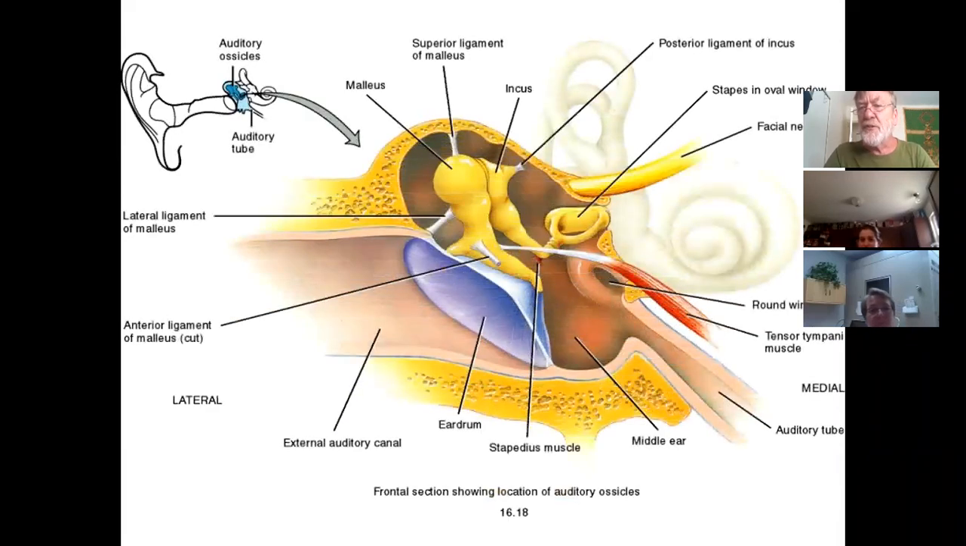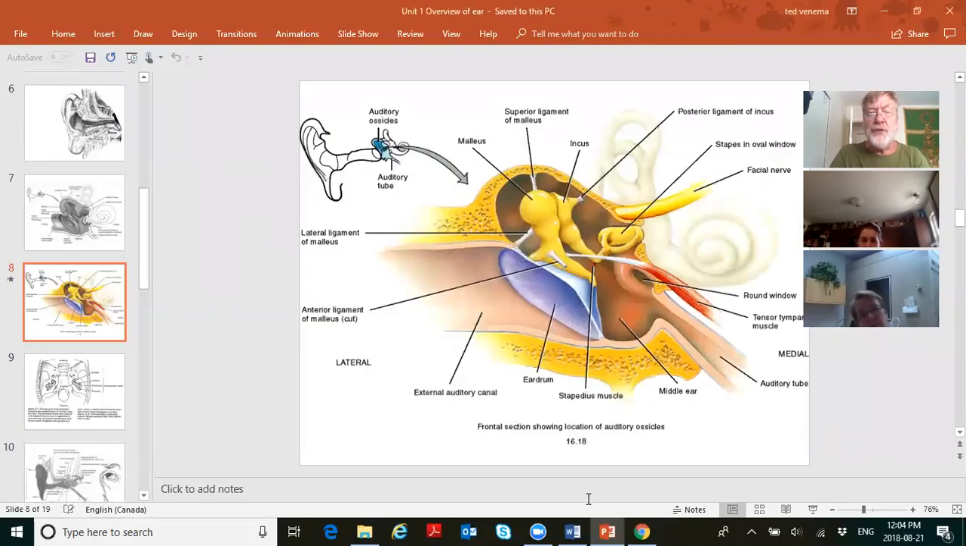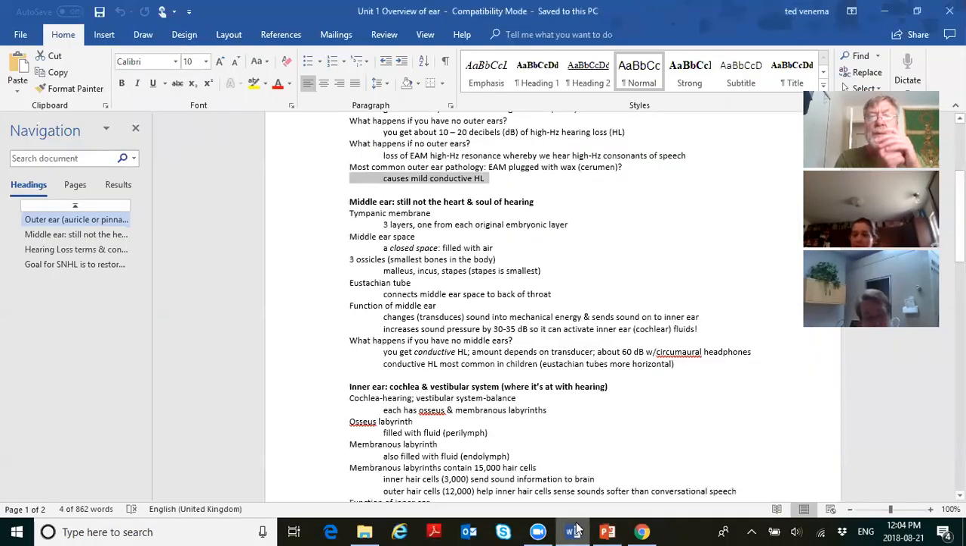So here's a picture of nothing. I have no idea, just a white square. This is a picture of the sun if you stare into it. Okay, here's another picture of your middle ear. All right, so now let's look at your notes here, middle ear.